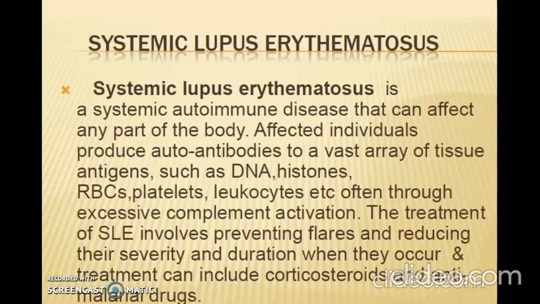Affected individuals produce autoantibodies to a vast array of tissue antigens such as DNA, histones, RBCs, platelets, leukocytes, often through excessive complement activation. The treatment of systemic lupus erythematosus involves preventing flares and reducing their severity and duration when they occur, and treatment can include corticosteroids and anti-malarial drugs.